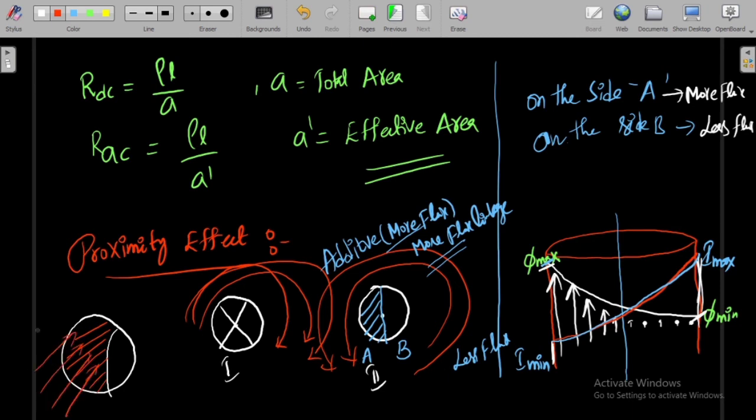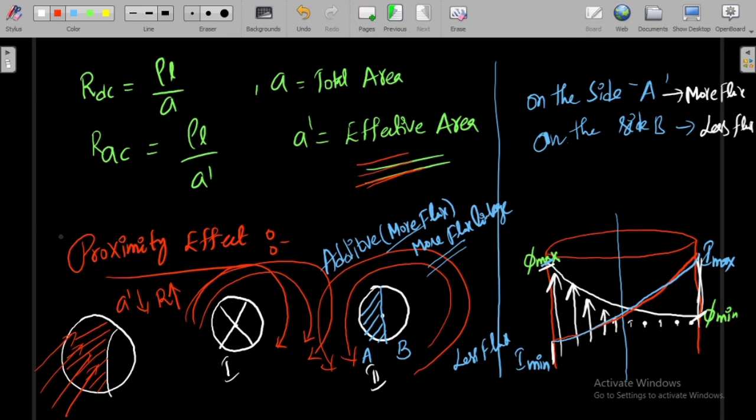Now also the effective area A dash, we are considering this as the effective area. Why? Because the current is not flowing through the entire portion, it is flowing only through the portion at the left side of the conductor, and at the right side of the conductor you have less current, so we cannot consider that area. So the effective area reduces, hence the resistance increases. This is another phenomenon which is happening in an AC circuit.